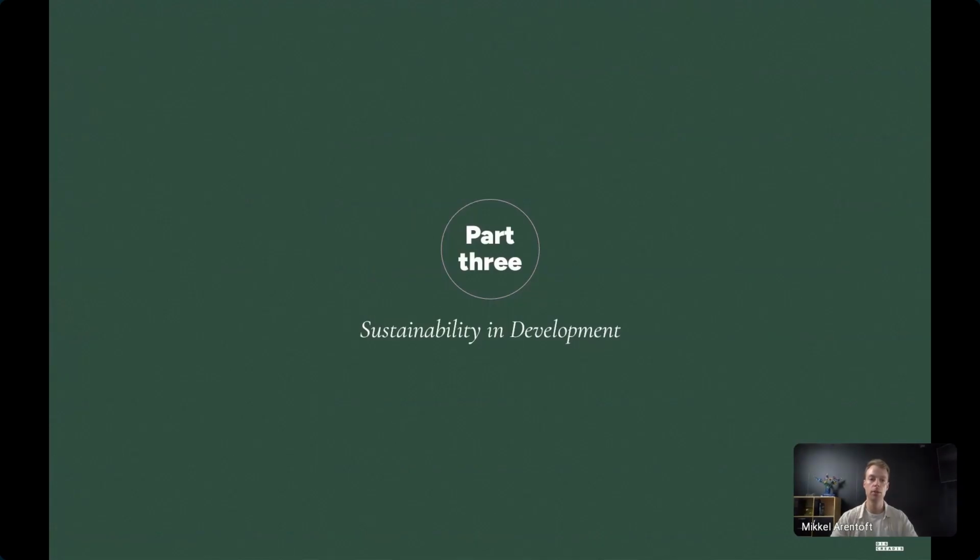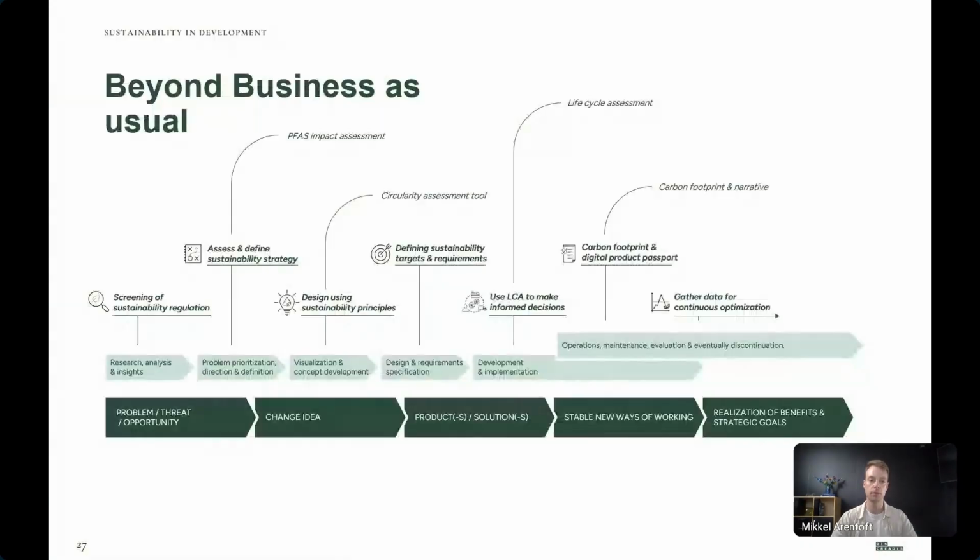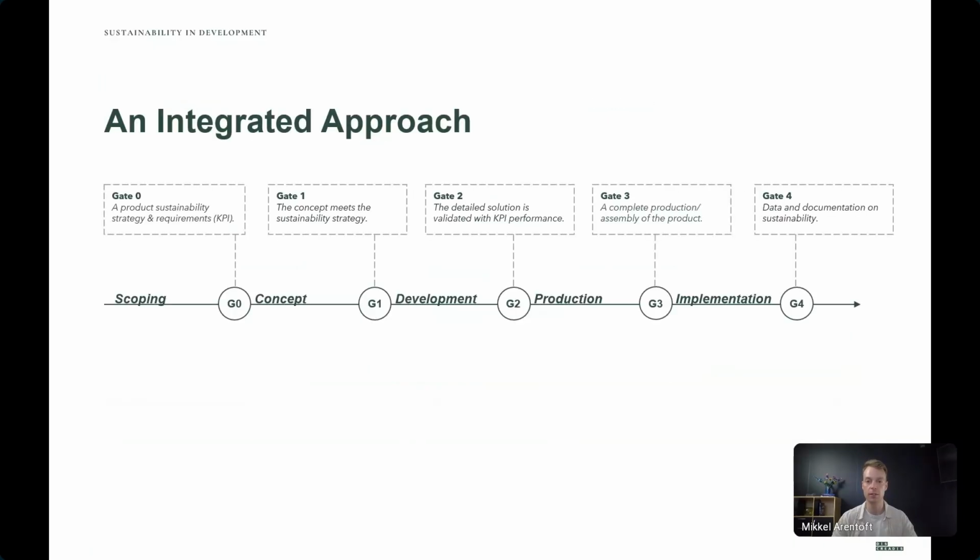So how do you implement sustainability into your development process? There are lots of actions that you can do, from screening of sustainability regulation, defining your sustainability strategy, designing your product using sustainability principles, setting sustainability requirements, using lifecycle assessments to make informed decisions, and so on. As I mentioned in the beginning of this presentation, sustainability is another perspective that we apply to the product development, just as we do cost and safety.